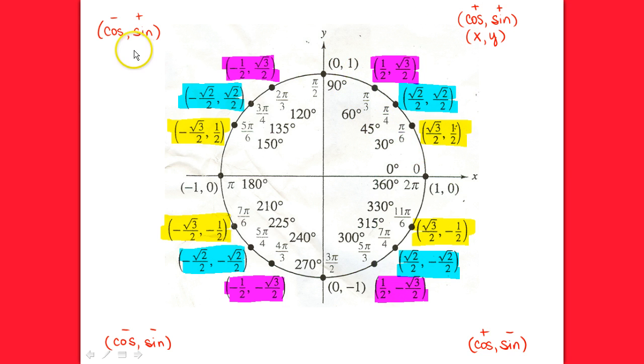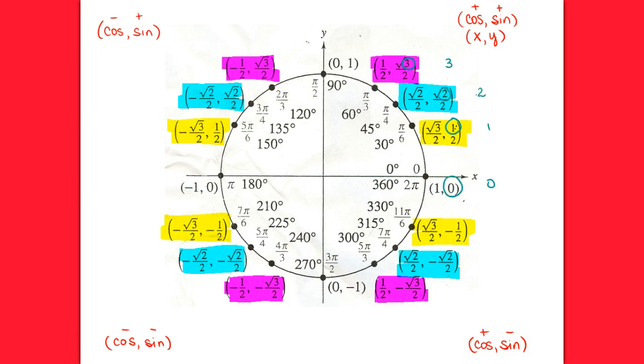In the second quadrant, students, only sine is positive, so that meant cosine was negative. So notice that all of our cosine values are negative, all of our sine values are positive. In the third quadrant, take, only tangent is positive, so that means cosine and sine are both negative, and every one of these values was negative. And in the fourth quadrant, calculus, only cosine is positive, sine is negative. So notice that our cosine values were positive and our sine values were negative. So that gave us a way to keep the sign straight.